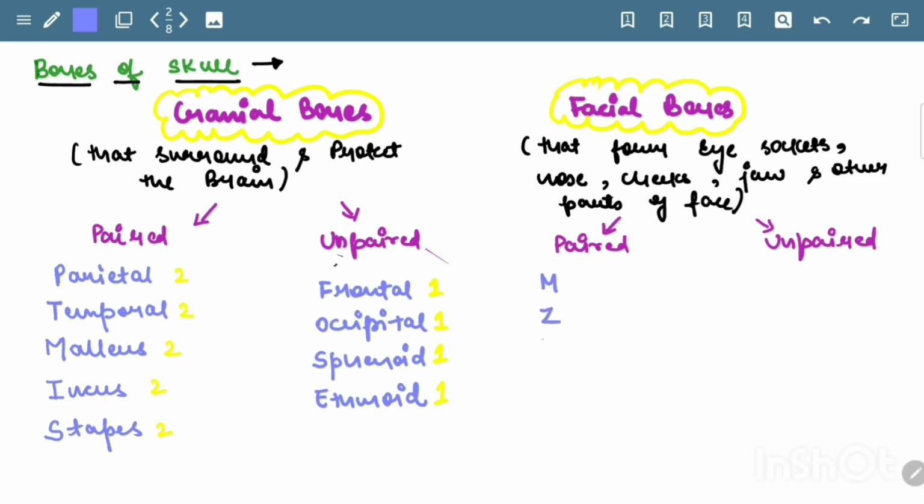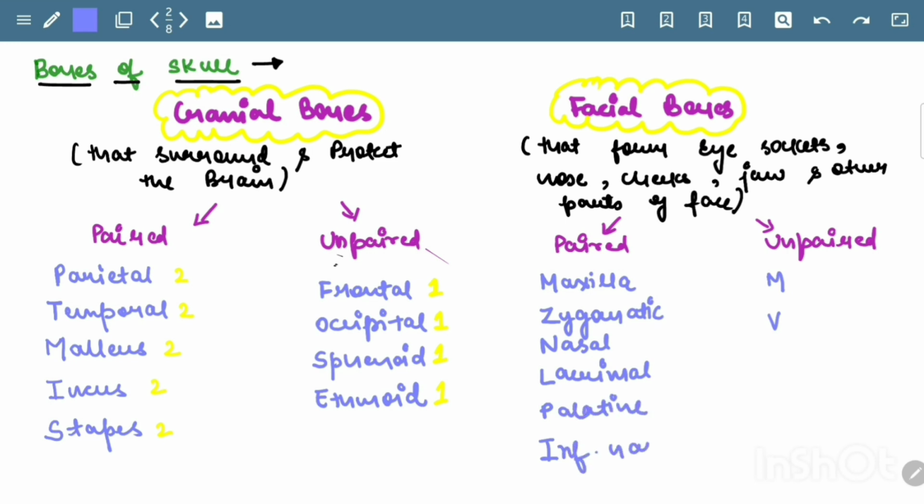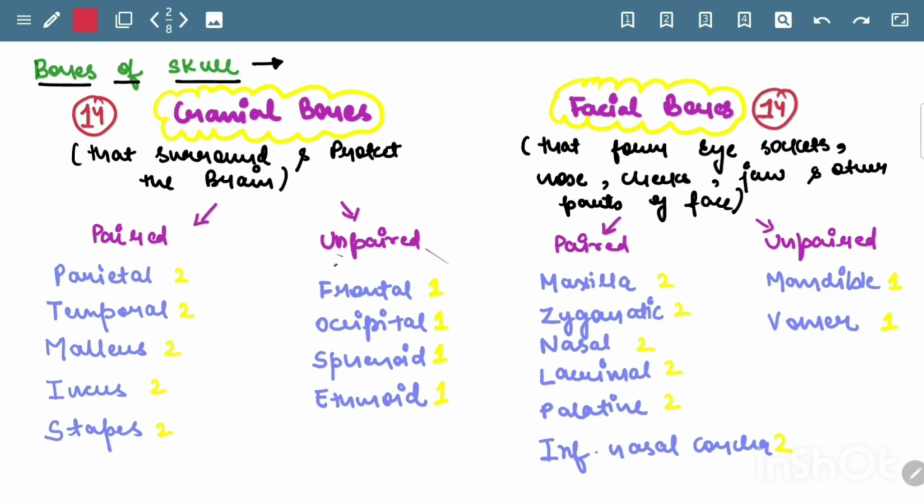So for facial, for paired, M stands for maxilla, Z is for zygomatic, N is nasal, L stands for lacrimal, P is for palatine, I is inferior nasal concha. Unpaired includes mandible and vomer. Paired are 2 in number and unpaired are 1. So when we add them, then cranial have 14 as well as facial have also 14 bones.